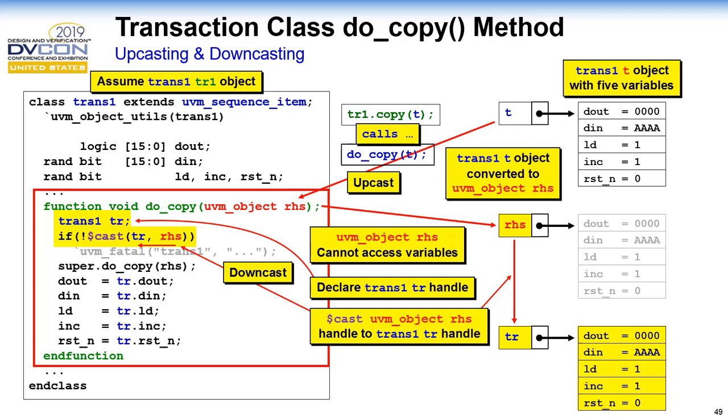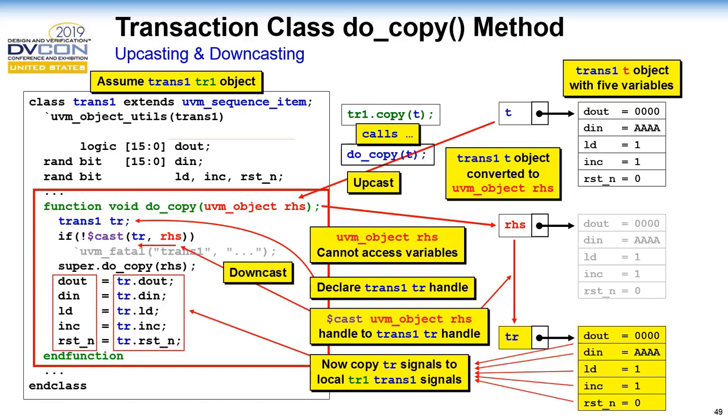This happens over and over again inside UVM. And so here, when I do the copy operation, now all I do is I take all the data fields out of that transaction that I've declared locally. They're copied to each of my local fields. And so now I have a copy of everything that was in the T transaction.